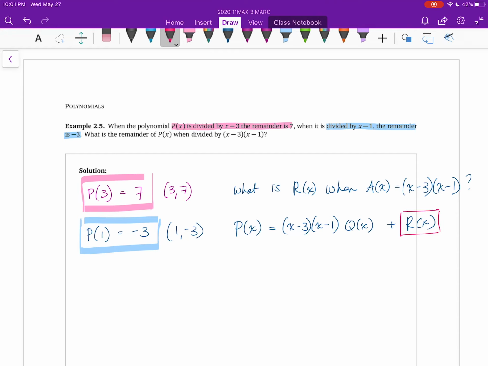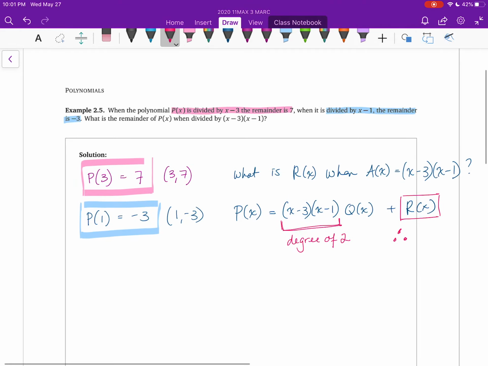So the difference now though is I don't actually know what my original polynomial is. But from what I've just written, a of x, if I actually expanded this, we know that this a of x has a degree of 2. So by the same argument, although it hasn't been scaffolded like the last example, we know that our remainder must have a degree of 1 or smaller. So again, ax plus b.